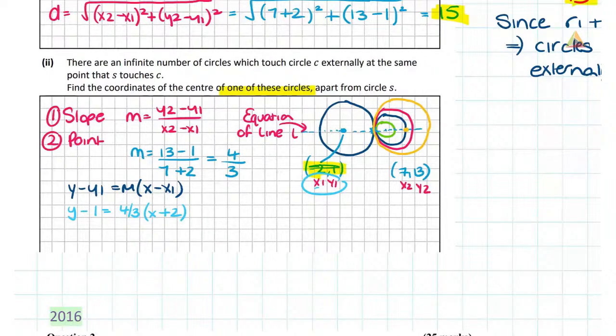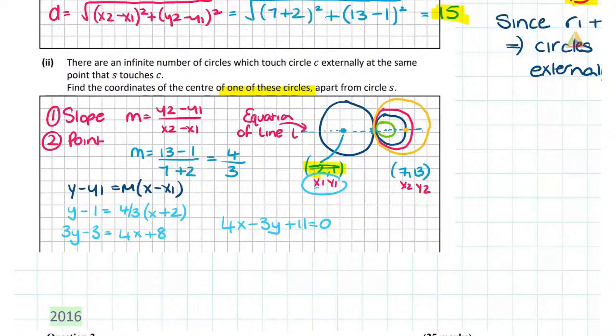Simplifying, I'm going to multiply everything across by 3, that will give me 3y minus 3 equals 4x plus 8, and I'm going to move everything to one side, so that gives me an equation for L of 4x minus 3y plus 11 equals 0. All I'm doing then is subbing in a value for x, because like we said, there's an infinite number of points on those lines.